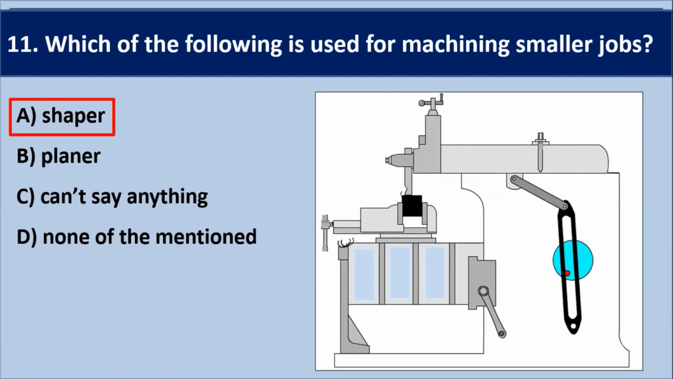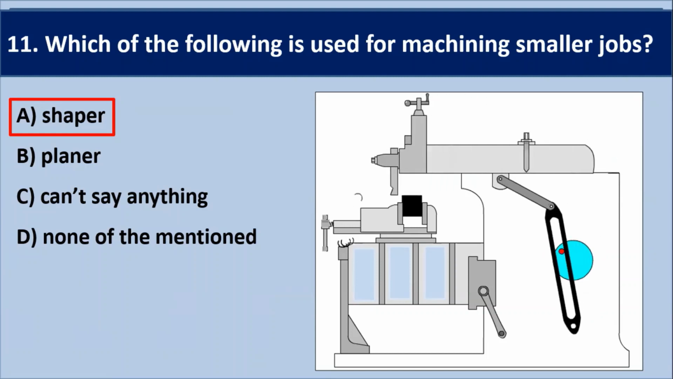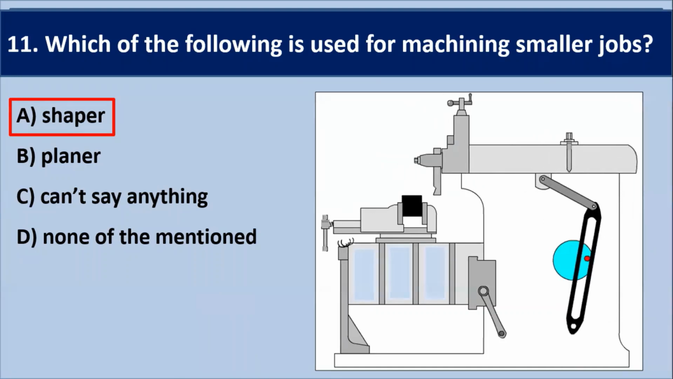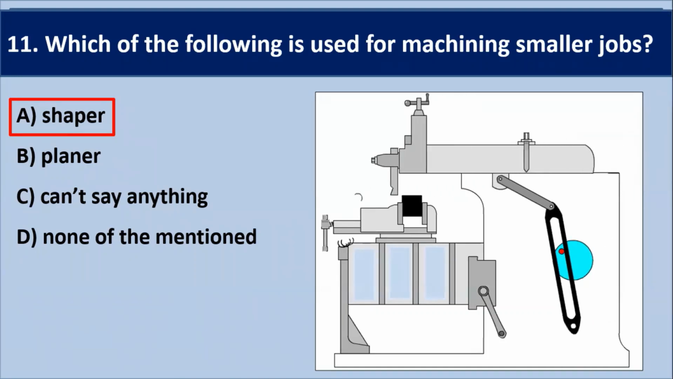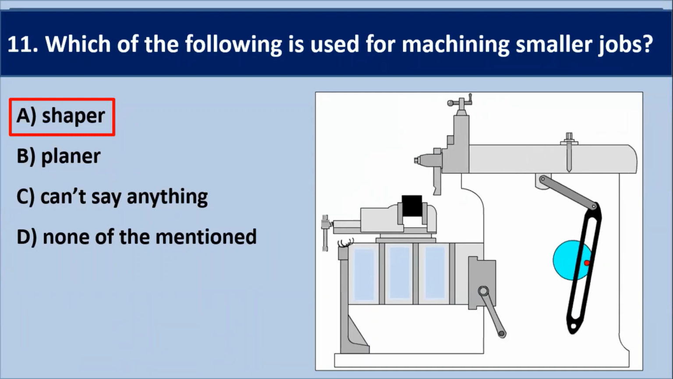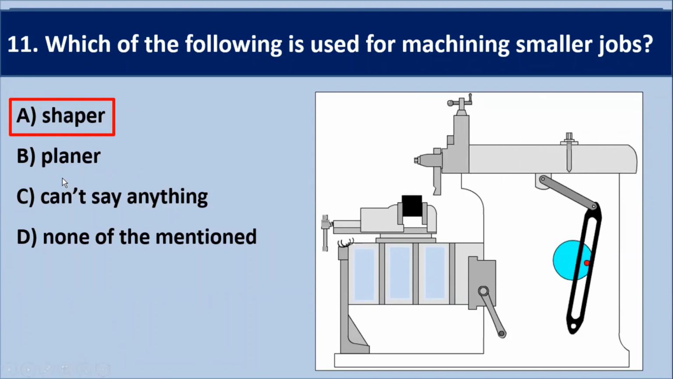Next question. Which of the following is used for machining small jobs? Generally, shapers are used for the purpose of machining small jobs. It is mainly used for producing flats and plane surfaces. So as per the options given here, the shaper is the answer.